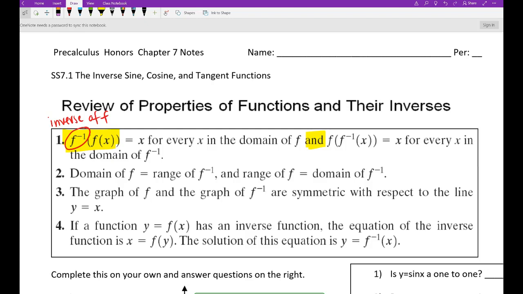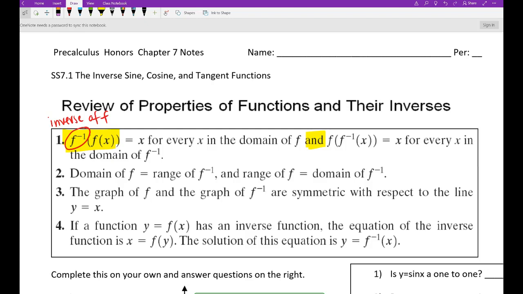Is that okay so far? The domain. How do we find an inverse in algebra 2 trig? What did we have to do? Perfect. We switch the x and the y's, okay? So if you look at number 2, it says the domain of F is now the range of the inverse. That means I'm just switching the x and the y. Hence, the range of the regular F is now the domain of the inverse. So all that is saying is that we're switching x and y.